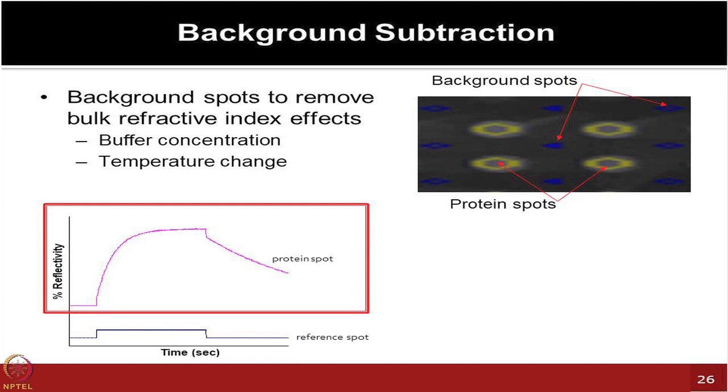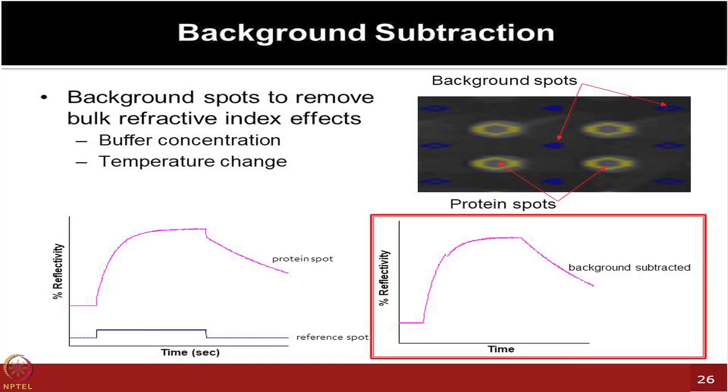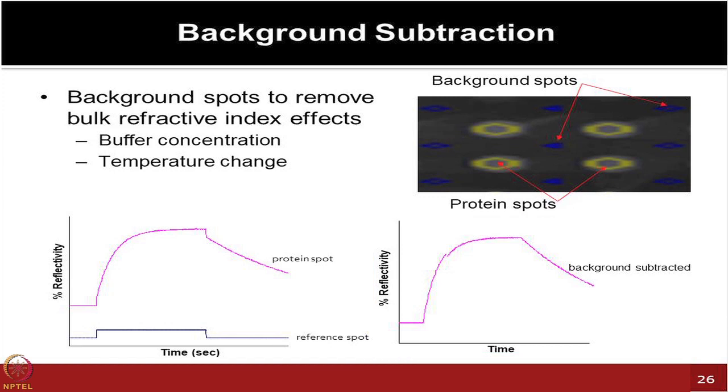For example, this was the actual spot which is showing you the binding, and this is something coming from your blue spot, because buffer is flowing on the whole chip, so there is some sort of bulk effect you will see. Now if you subtract this, then your shape changed, and your sensorgram looks a little different. Right. So these are the things which can make your curves very different if you are not using normalization, or background subtraction, which is very crucial.